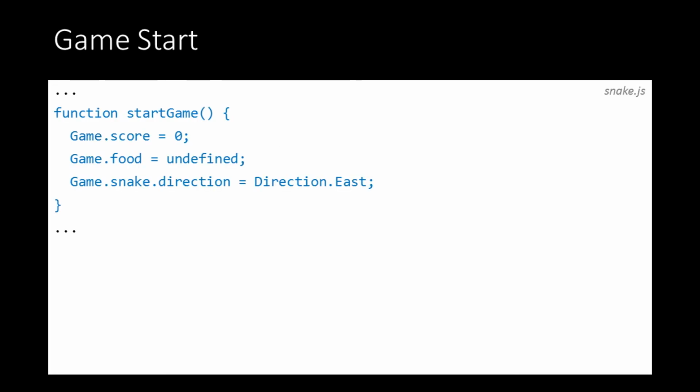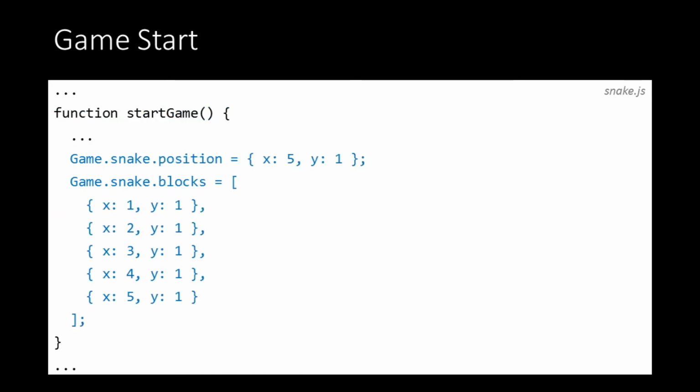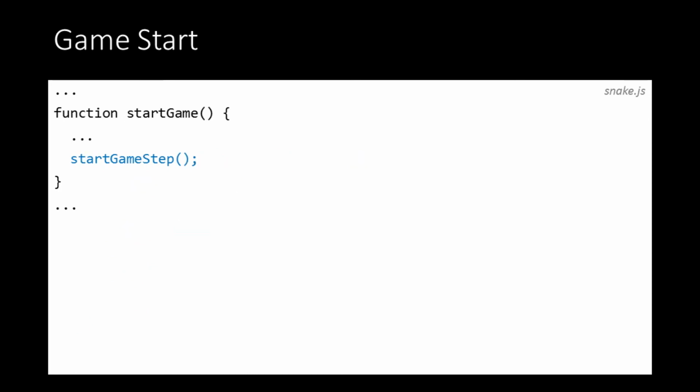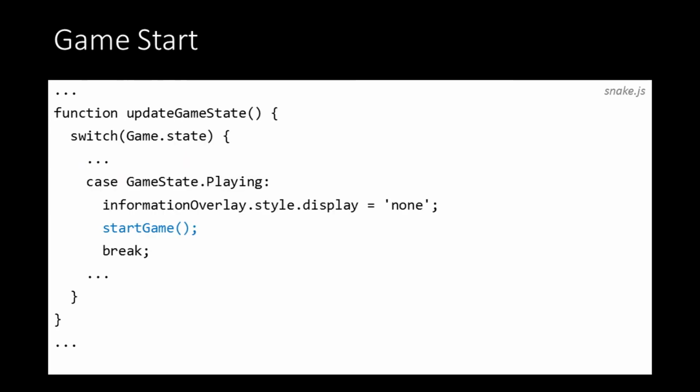To initialize the game for the playing game state, we'll create a start game function which zeros the score, removes the food, and gives the snake an initial direction. After this, we'll give the snake some initial blocks and set the position of the snake's head. Now at the end of the start game function, we'll call the start game step. Back in the update game state function, we'll add this call to start game inside of the GameState.playing condition.